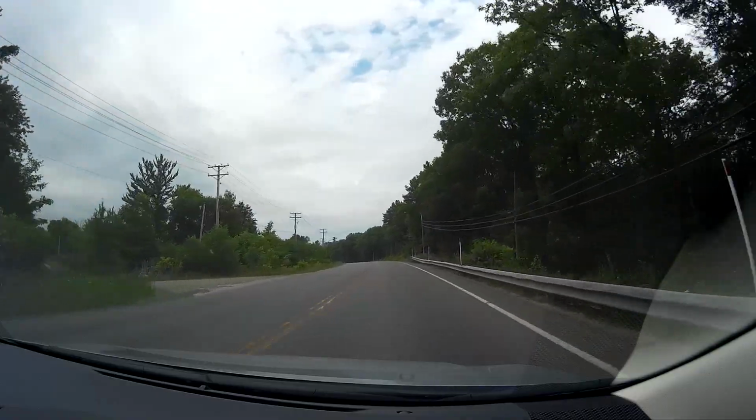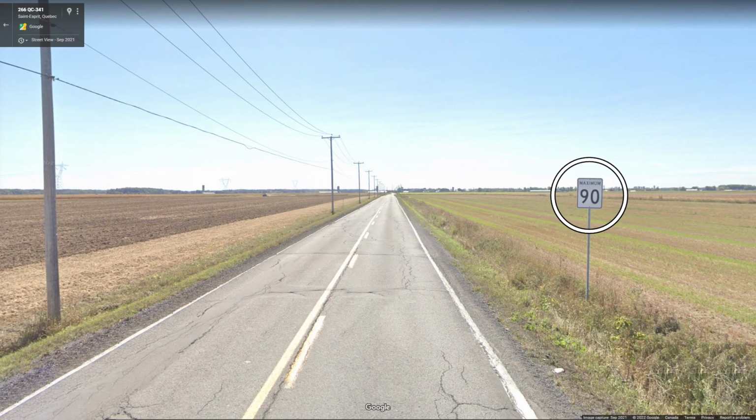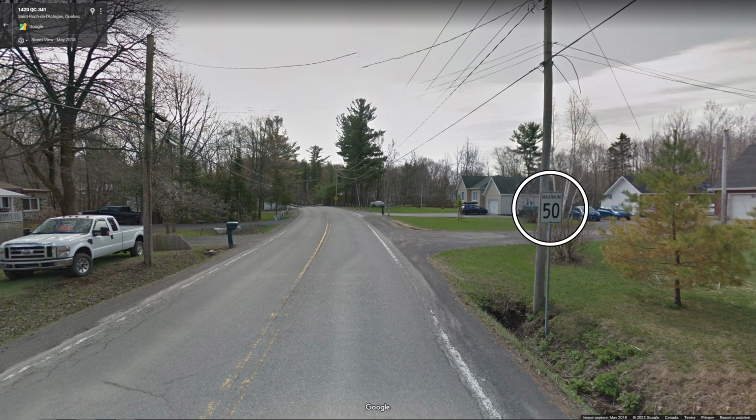For example, this is National Road 341. In this section, there's a long stretch with not much happening, so the limit is 90. Here we're approaching a town, so it's 70. Here we're going through a small town, so it's 50. So be aware that the speed limit changes often on these types of roads, depending on the surroundings.